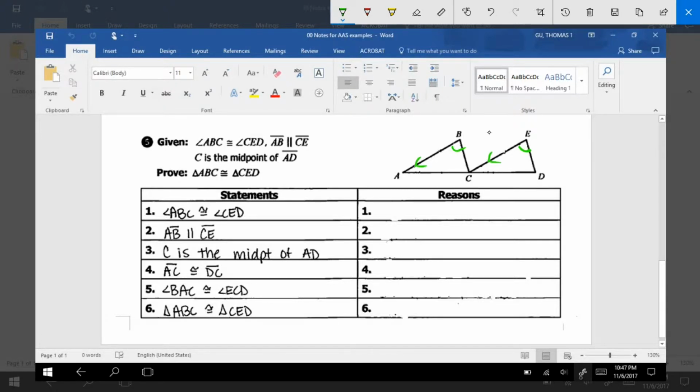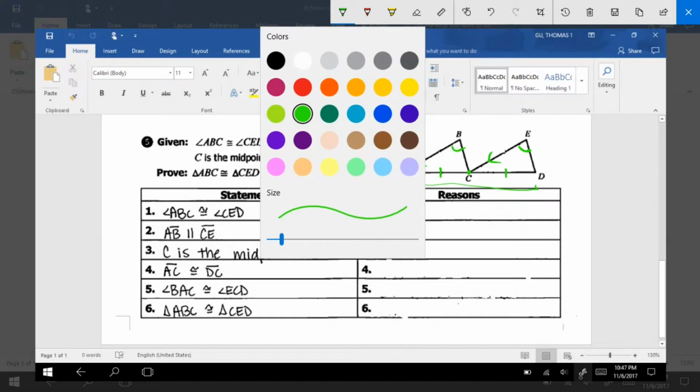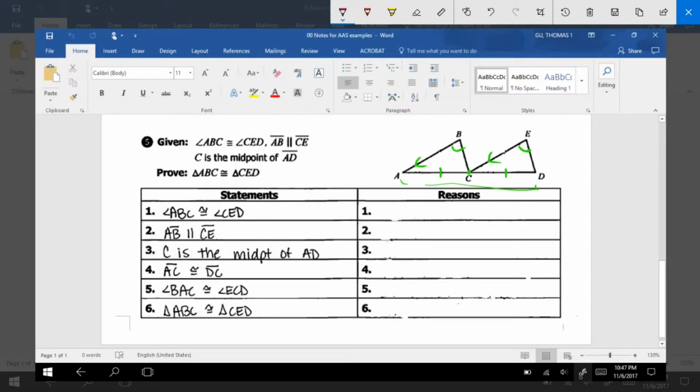Why would they tell me that C is the midpoint of AD? That's telling us that side AC is congruent to CD. Remember, that's what midpoint means. It's the same thing as bisect pretty much. So let's go ahead and get into our proof. So step one, angle ABC is congruent to angle CED. That's in the given. Number two, AB is parallel to CE. That is in the given.